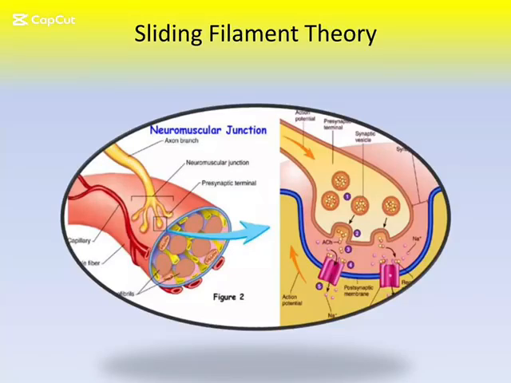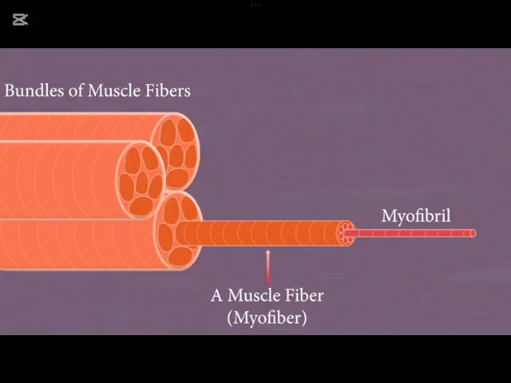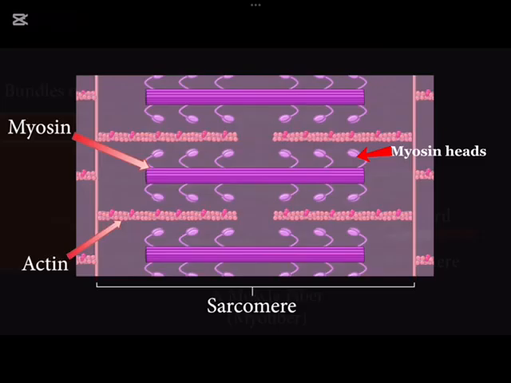So, muscle contraction occurs due to the sliding filament theory. According to this theory, muscles shorten because thin actin filaments slide past thick myosin filaments, increasing their overlap. The basic fundamental unit of muscle contraction is the sarcomere, which consists of actin filaments, myosin filaments, and myosin heads.